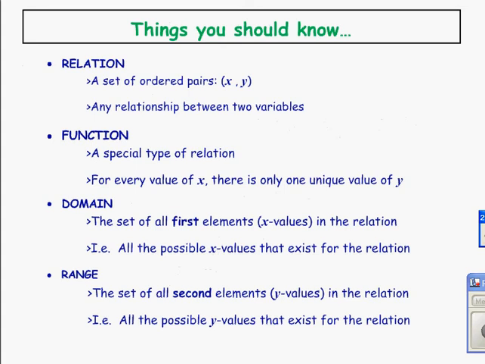The other thing to remember is all these definitions we've talked about. A relation is any relationship between two variables, whereas a function is a special type of relation where every value of x has only one unique value of y. So you still have to be thinking about functions when we're talking about inverses. Also, just a reminder, the domain is all possible x values, and the range is all possible y values.